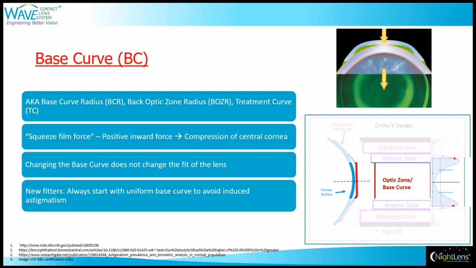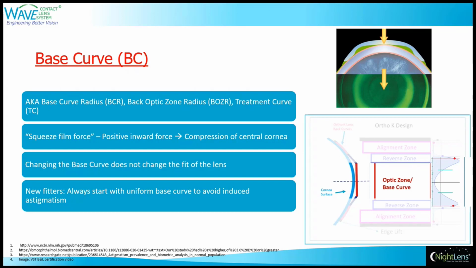This area is responsible for the positive inward part of the squeeze film force. By having a base curve radius that is flatter than the curve of the cornea, this creates a fluid force that results in central epithelium compression, as indicated by a topographic flattening. Changing the base curve does not change the fit of the lens. Therefore, if the fit is not perfect, then that should be accounted for first.